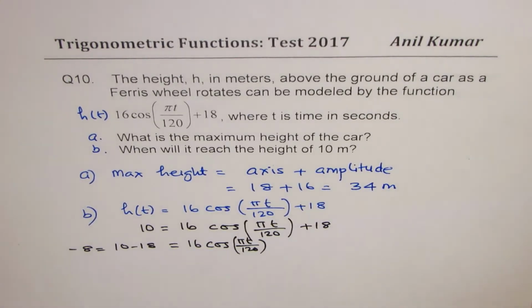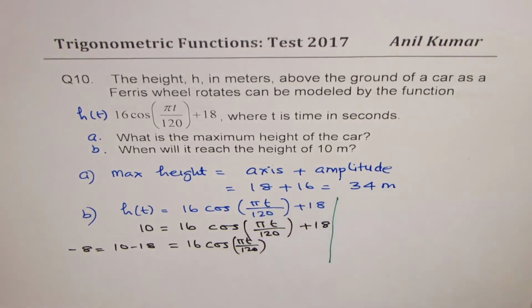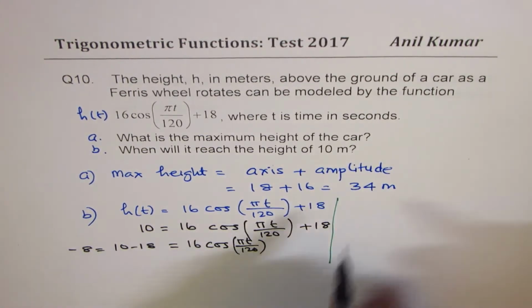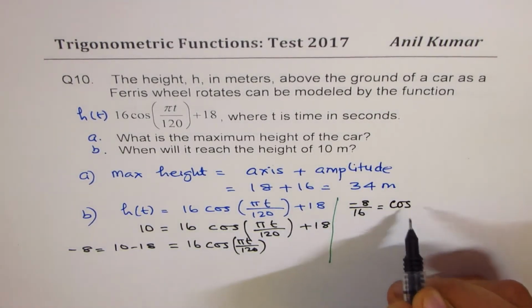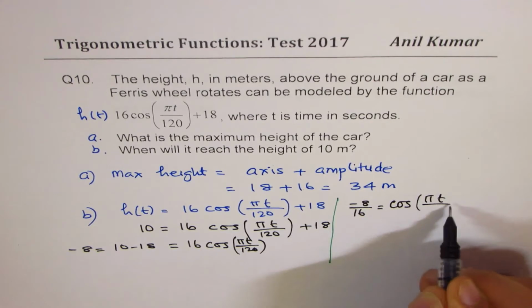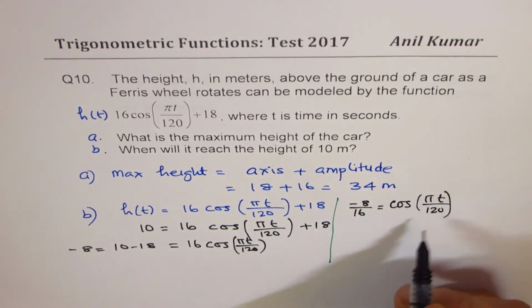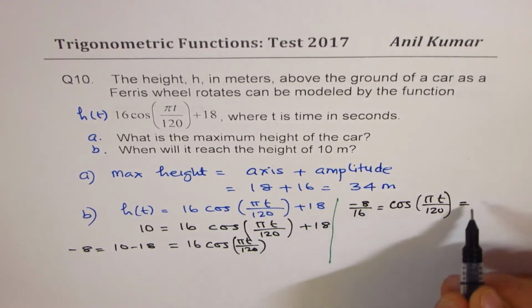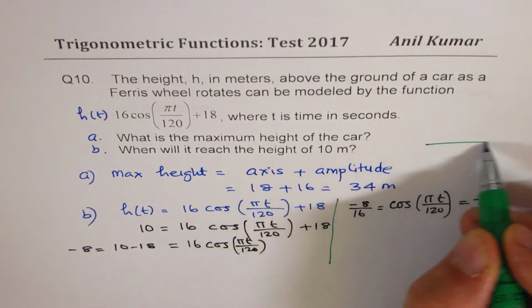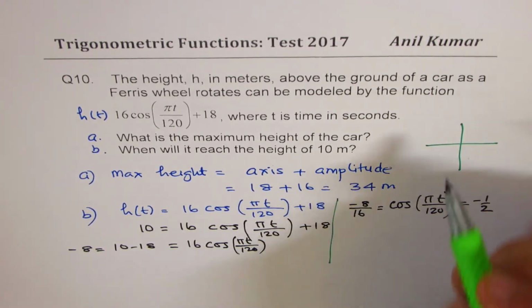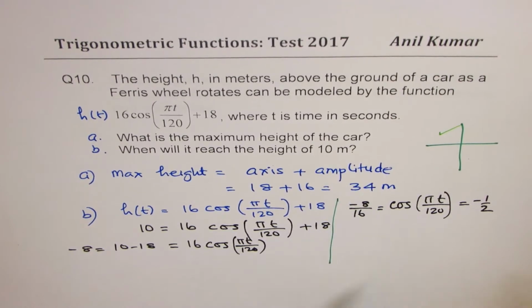Let's move on to the right side. I have less space here. Okay. So minus 8 divided by 16 equals cos of pi t over 120, right? Now that is equal to minus half. So in the cosine wave, we are getting negative. Negative means we are trying to figure out the answer, which is in quadrant 2, right? In quadrant 2. So for what value do you get cos as half?